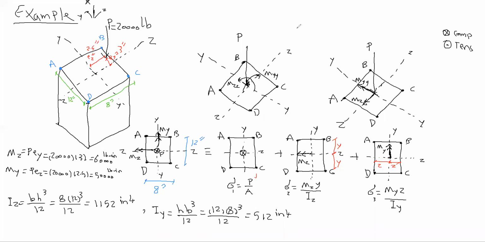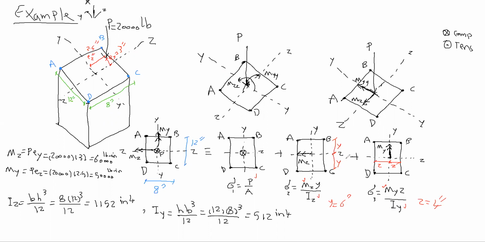So if you find MZ, we have IZ, we have MY, we have IY. Y and Z are also given. Y would be 12 divided by 2 is 6. Z is half of this, 8 divided by 2 is 4, right? Y is 6 inch, Z is 4 inch, right? Just this dimension.